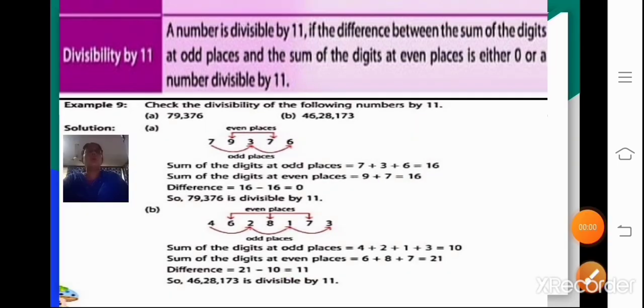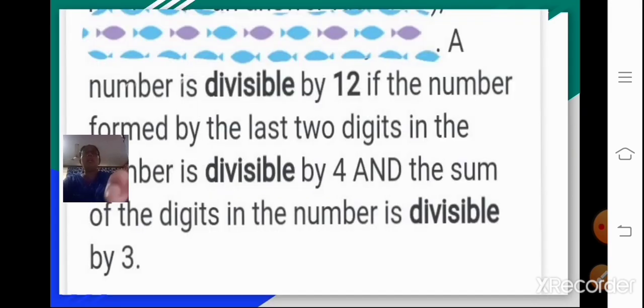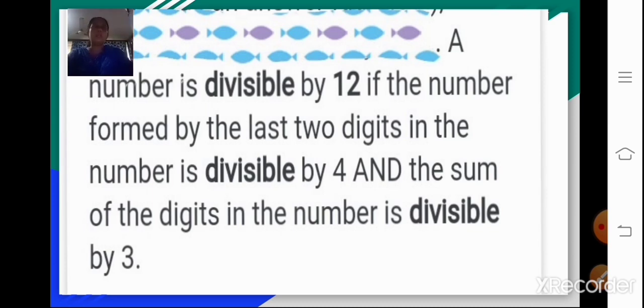Okay. So I hope you all must have understood the rule, students. A number is divisible by 11 if the difference between the sum of the digits at odd places and the sum of the digits at even places is either 0 or a number that is divisible by 11. Now, when do we say a number is divisible by 12? A number is divisible by 12 if the number formed by the last two digits is divisible by 4 and the sum of the digits in the number is divisible by 3.